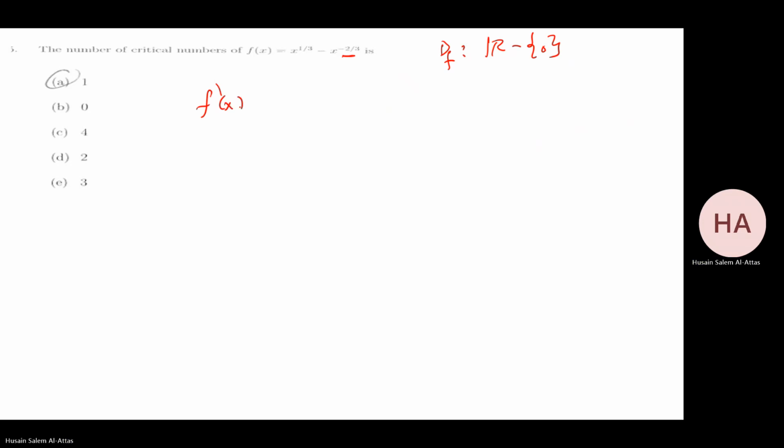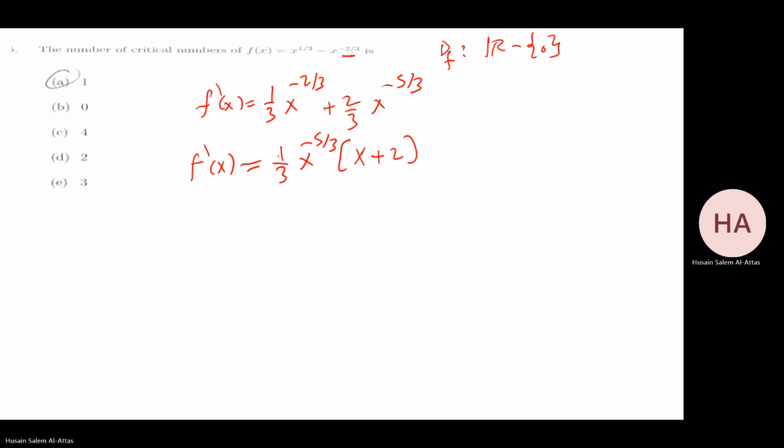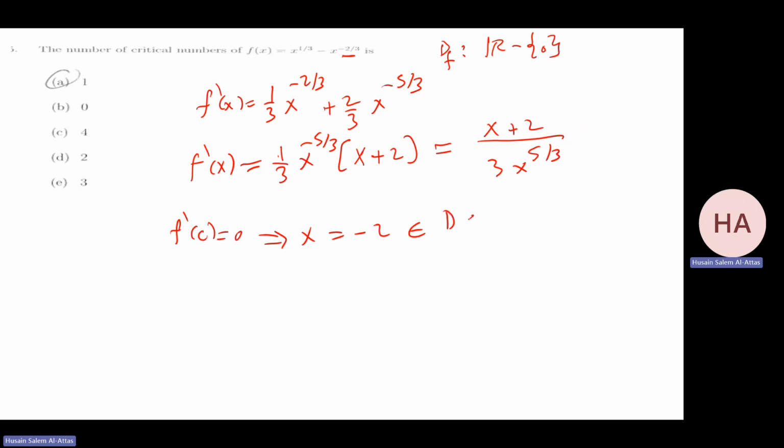F prime will be 1 over 3, x to the minus 2 over 3, plus 2 over 3, x to the minus 5 over 3. With the common factor, what will that be? It will be x plus 2 over 3, x to the power 5 over 3. So f prime at c equals 0 implies x equals minus 2, which belongs to the domain of f.